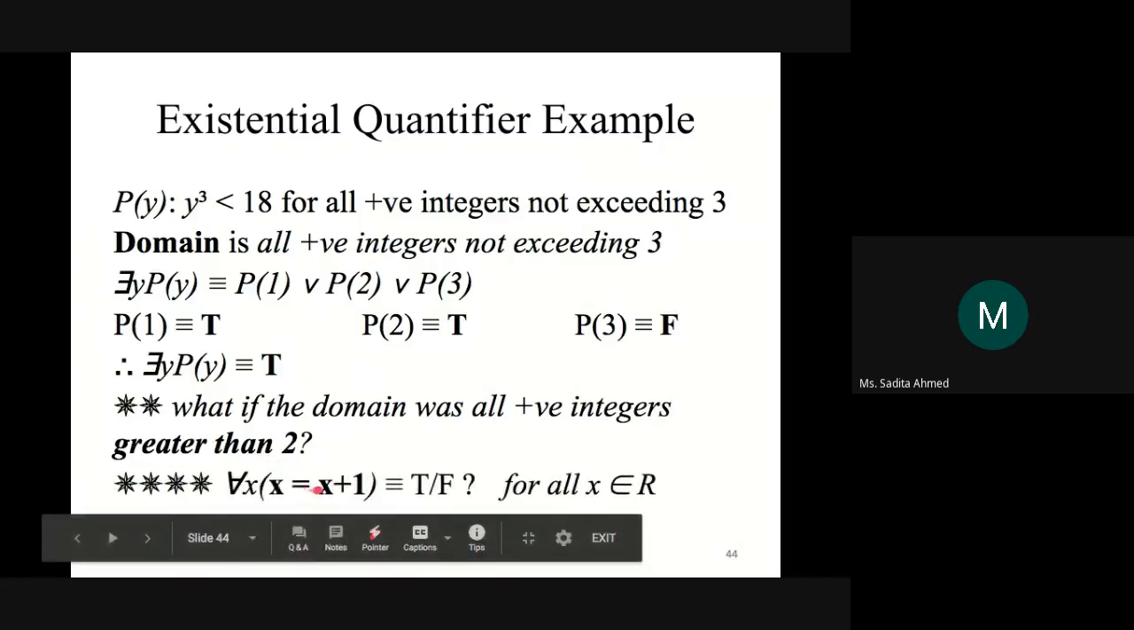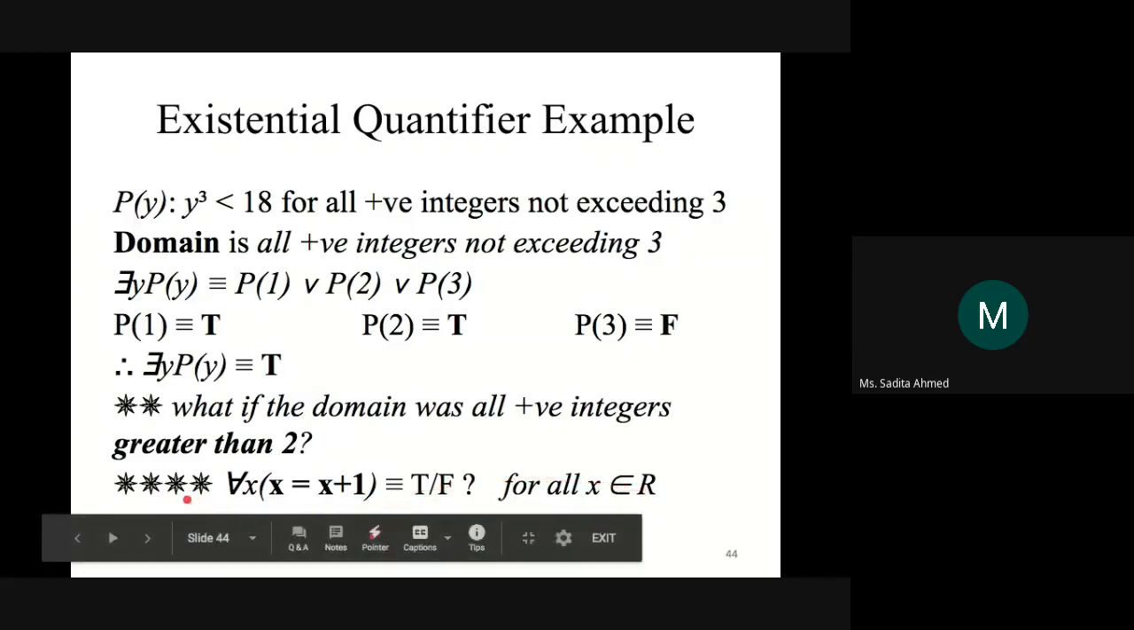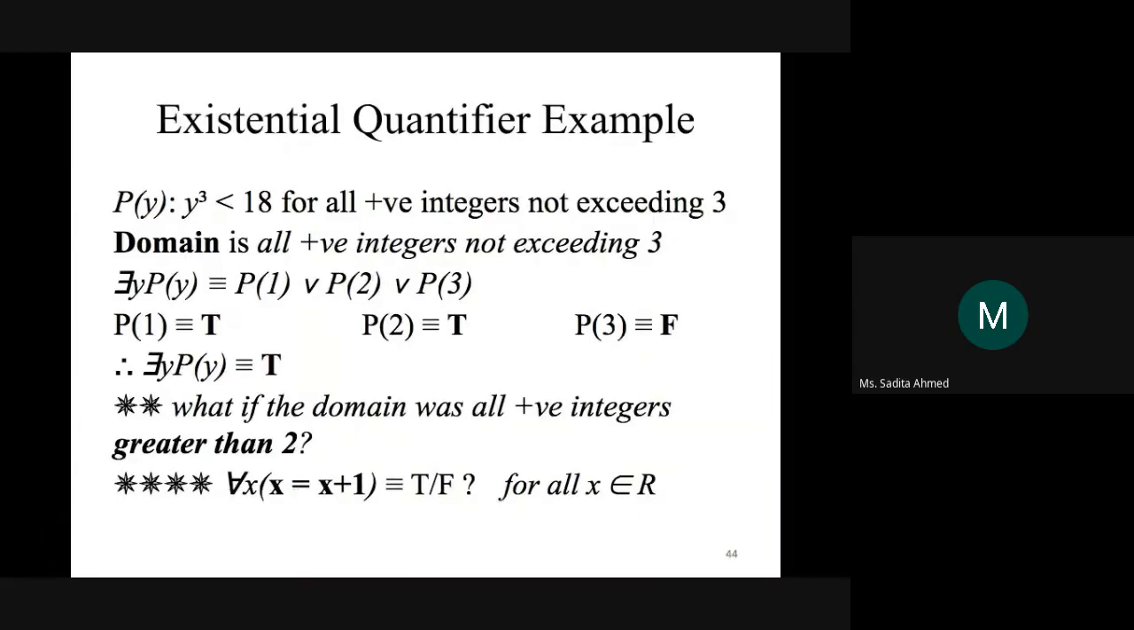What about this one here? Let's go with the domain of real numbers here: for all x present in the set of real numbers. R represents the set of real numbers. So the domain is all real numbers. For the set of all real numbers, we have to find out whether the universal quantification of the expression x equals x plus 1 is true or false. Okay. When the domain is the set of all real numbers. What do you guys think?